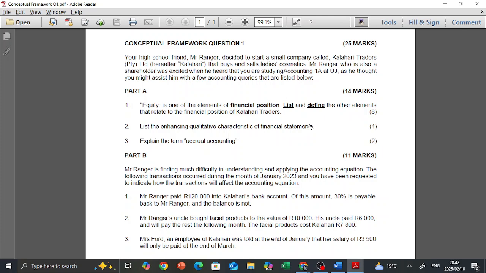It's liability. All right. What is the definition of a liability? A liability is a present obligation of the entity to transfer an economic resource as a result of past events. Yes, 100% correct. All right. Thank you.